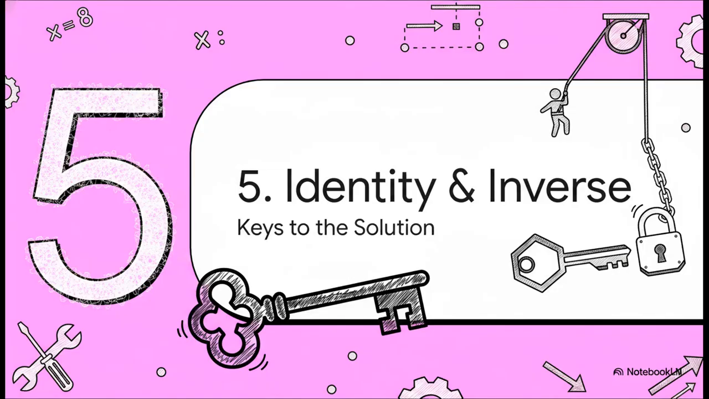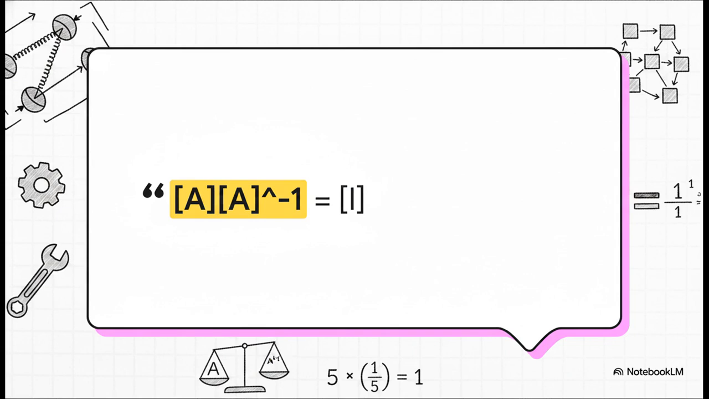Section 5. Identity and inverse matrices, the keys to the solution. All right, we have officially reached the final tools in our engineering toolkit. These are the exact instruments we need to finally rescue our bungee jumpers from mathematical limbo. Treat this formula with the gravity of a universal law in engineering, okay? Multiplying a matrix by its inverse yields the identity matrix. Remember how we said the identity matrix acts like the number 1? Well, this formula is the exact matrix equivalent of saying 5 times 1/5 equals 1.